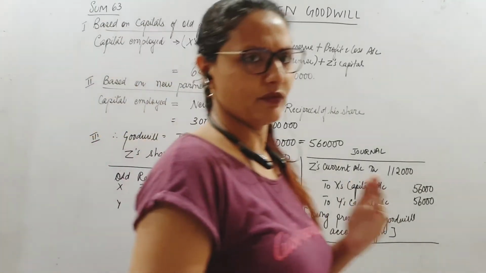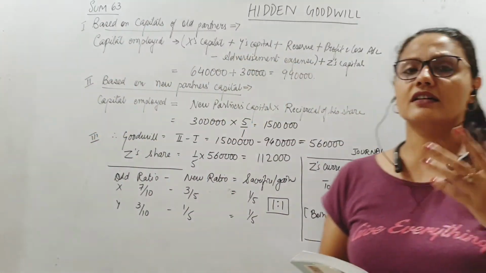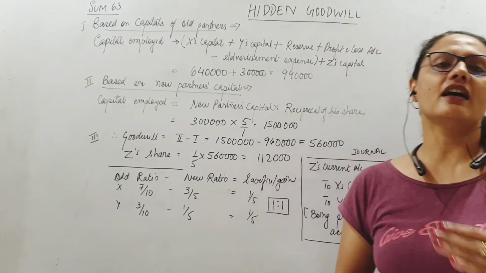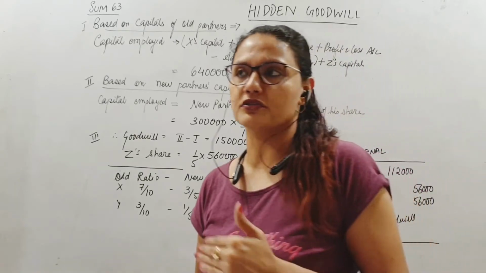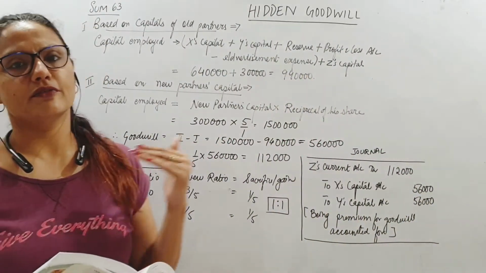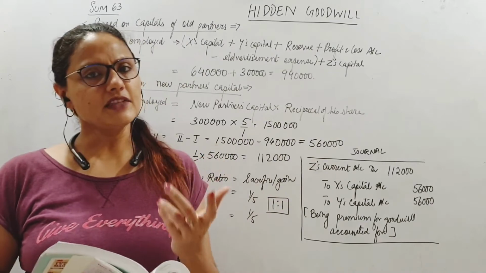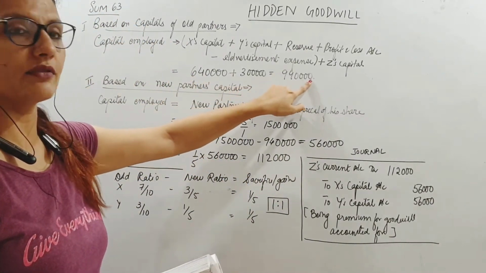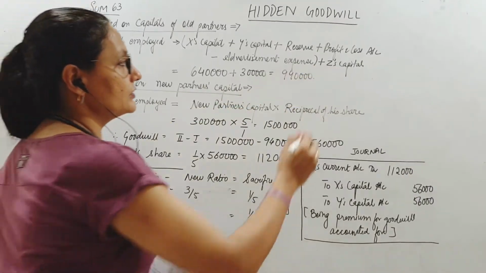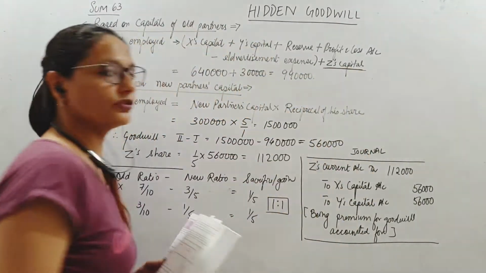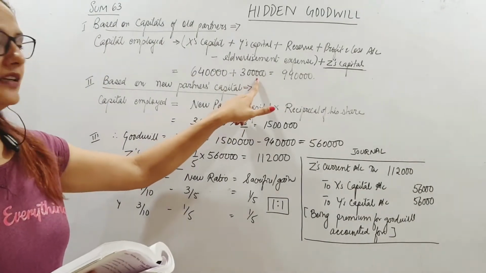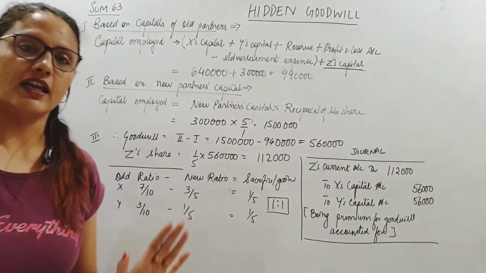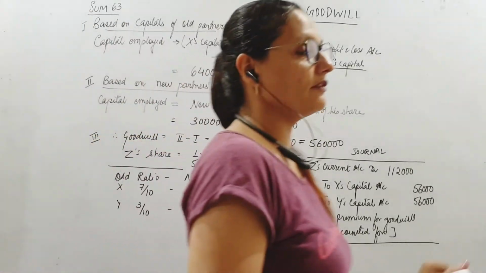So these things we have already discussed earlier. Reserves and accumulated profits are all added to the capital, and we subtract any unwritten off or accumulated loss or deferred revenue expenditure from that amount. So capital employed here has come to 9,40,000. Remember, we need to include Z's capital also. There is the remaining 3 lakhs. Existing was 6,40,000. Adding this, it becomes 9,40,000, the capital employed of the partnership firm.